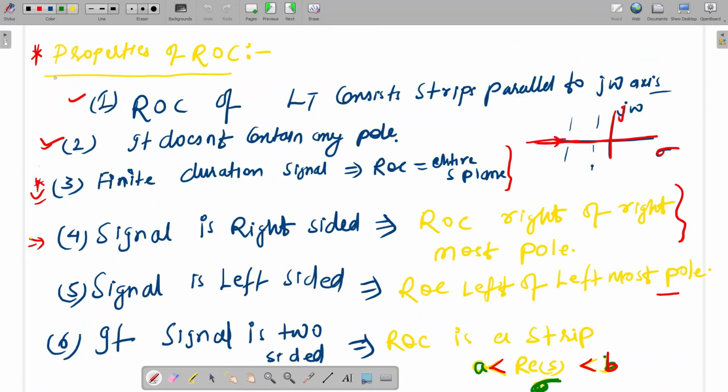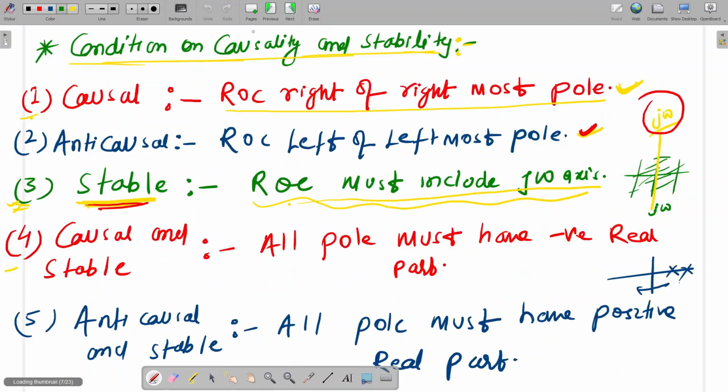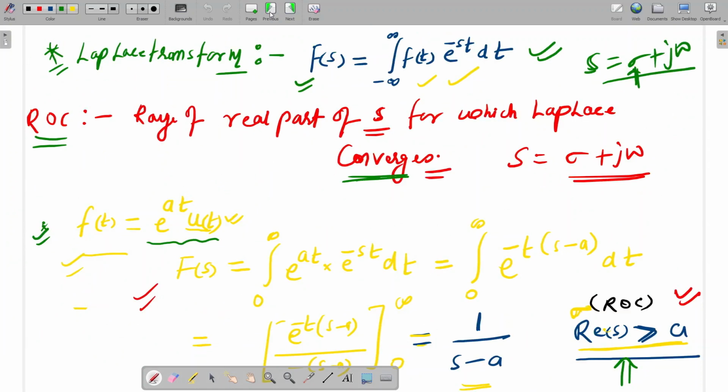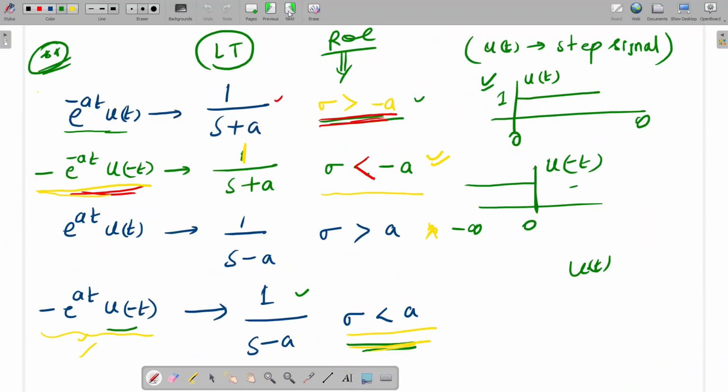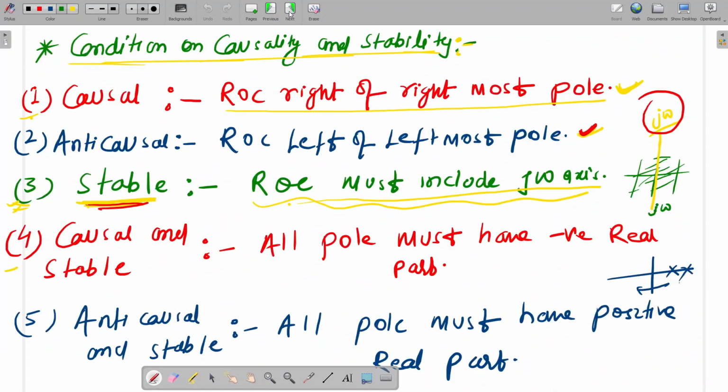Another thing is the properties of the region of convergence, so this also you should memorize. And second is the condition. This kind of condition will be given in the question. Based on this condition, you can decide the ROC, and based on the ROC, you can apply the formula and get the final t-domain equation. Is it clear?